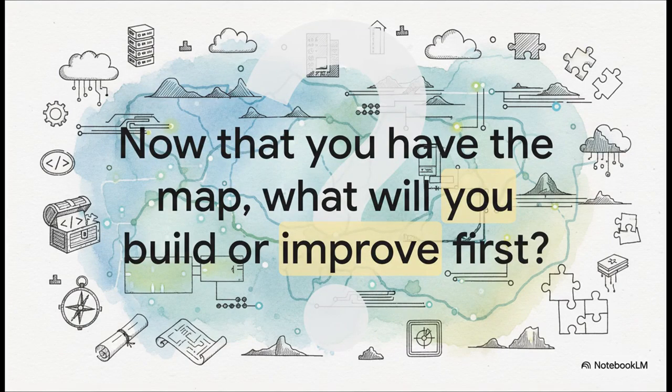So, that brings us to the end of our roadmap. We've walked through how to build models, how to deploy them, and how to keep an eye on them, all with the power of open source. The only question left is for you. Now that you have the map, what's the first part of your AI infrastructure you're going to build or improve?